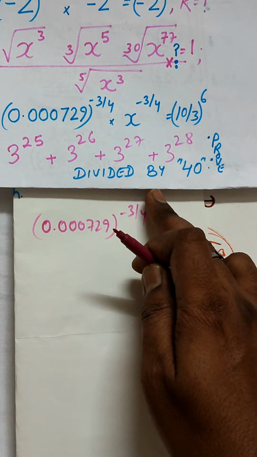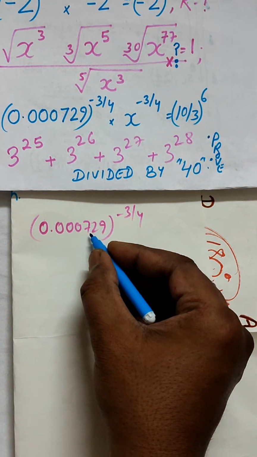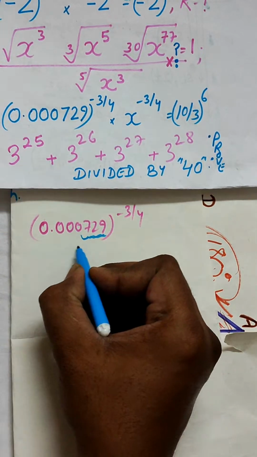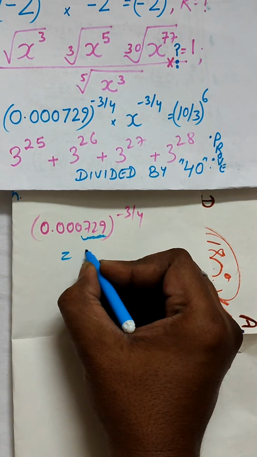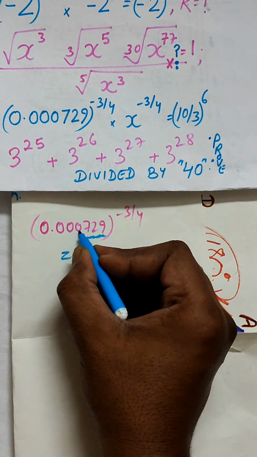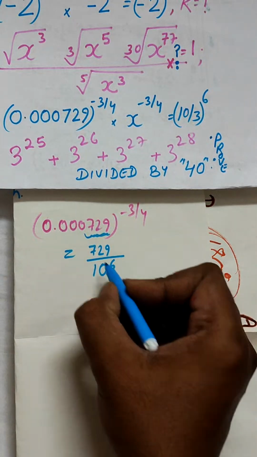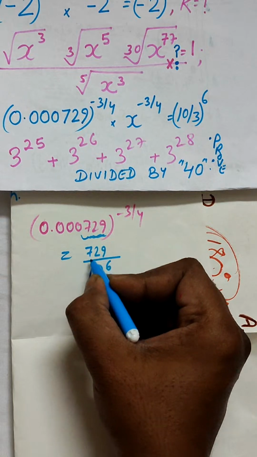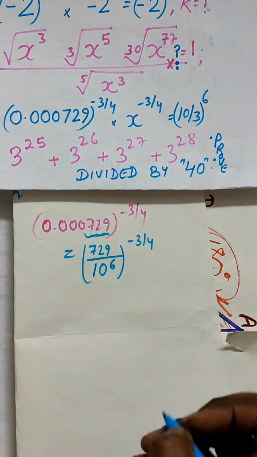So here, students, you can see the number 729. You just take the factors of this. I'm just taking the first term only. It can be written as 729 by 10 power 6, because we count 1, 2, 3, 4, 5, 6 decimal places, so this will be in the denominator. We remove the decimal, and this will be power minus 3 by 4.